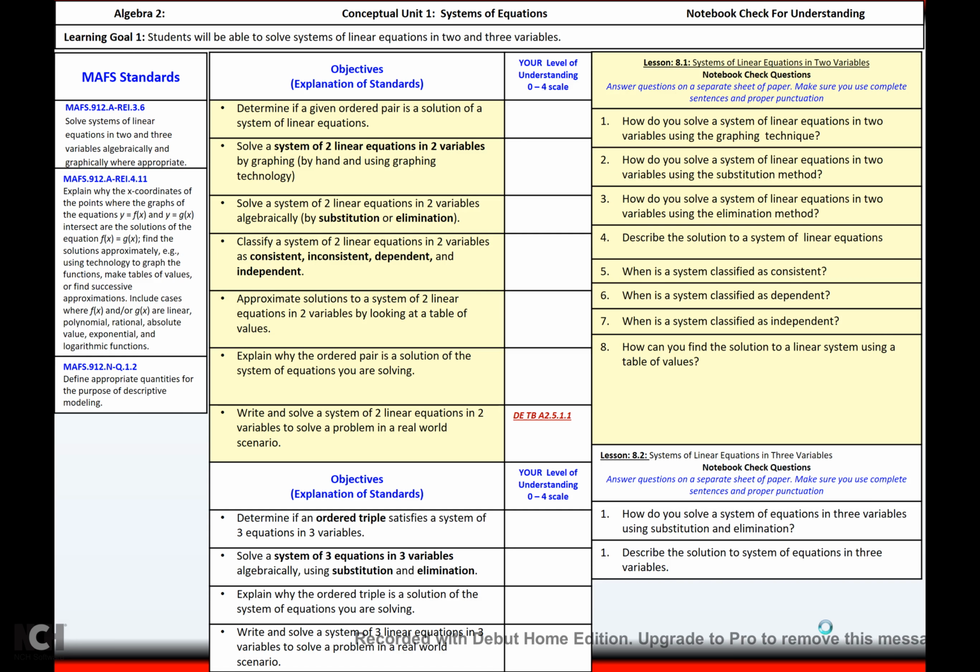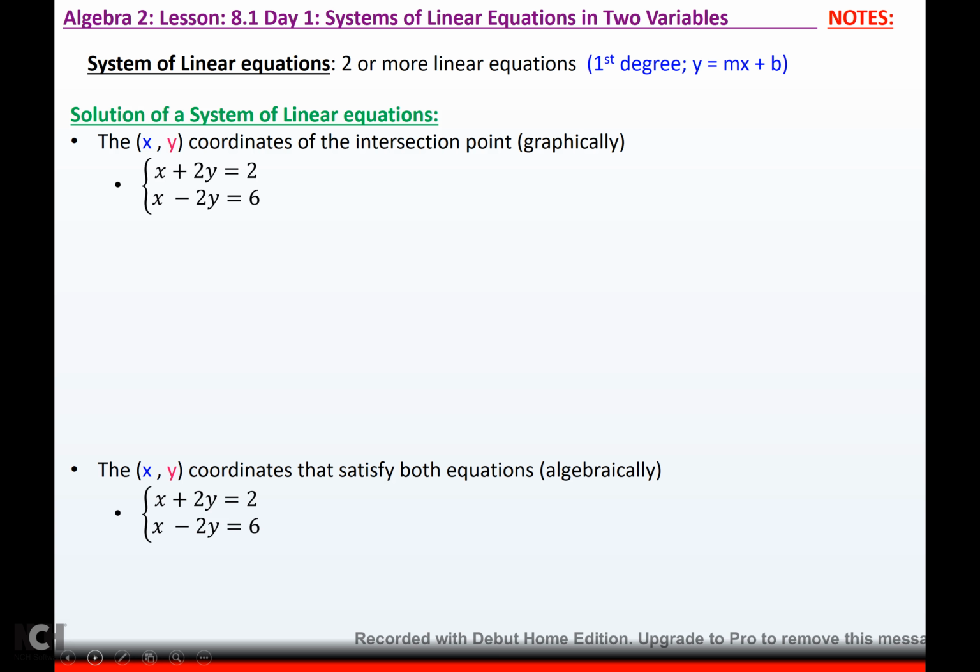All right, today we're going to start talking about systems of equations. A system of linear equations is when you have two or more linear equations. Linear means your degrees, exponents, are ones. You don't have squares or cubes or anything like that. The solution of a system of linear equations is the xy coordinates of the intersection point.